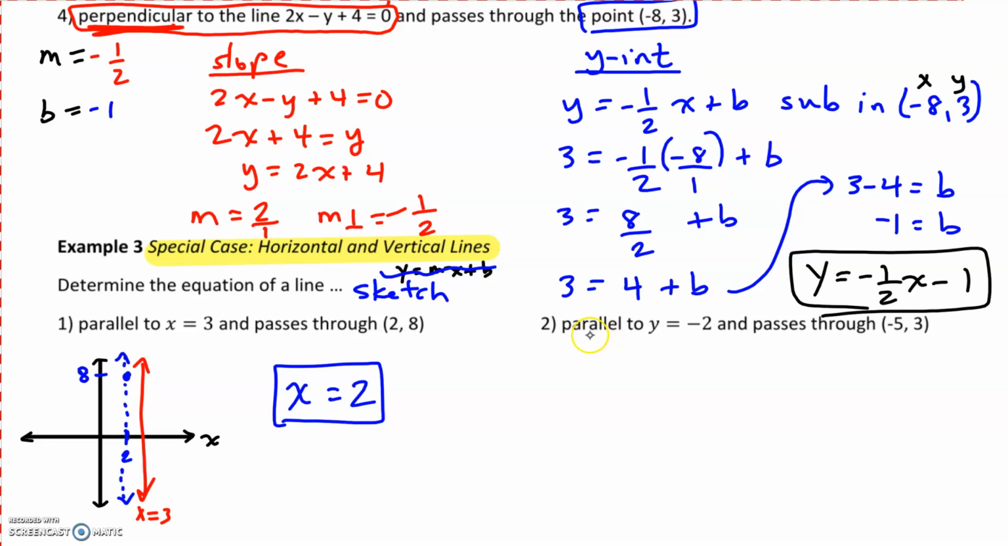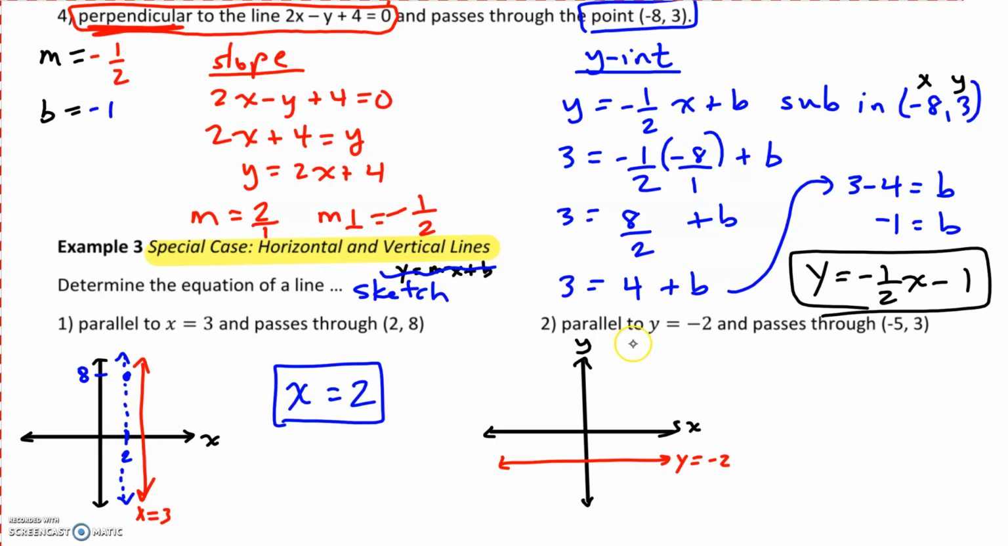So my line is going to be parallel to y equals -2. So I'll start by drawing myself some axes. And then I'm going to go ahead and sketch y equals -2. So that is a line that goes through the y-axis at -2. Okay, even though they're sketches, I'll still put arrows on, x to the right, y to the top.